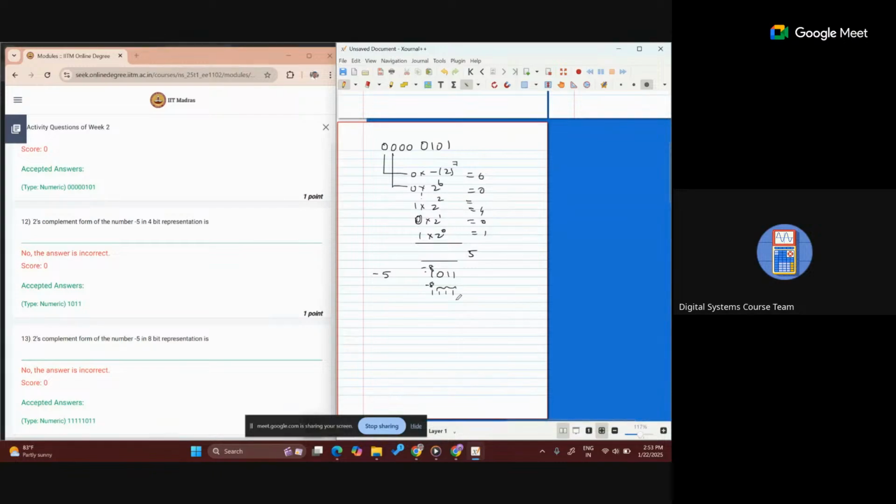1111 is minus 8 plus 7, because all are ones, I can add it as 7, which is equal to minus 1. I hope you are able to solve this. Am I right? Yes, sir.